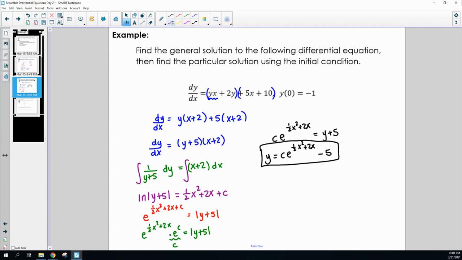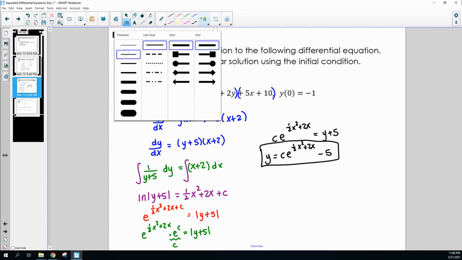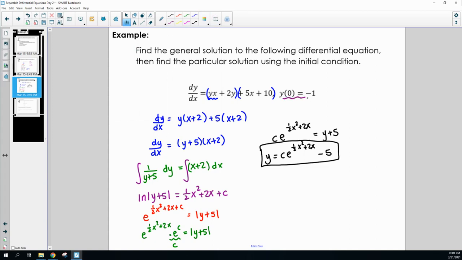But now we want to find the particular solution, and that's going to be based off of the initial condition they're giving us, which is y of 0 equals -1. So we're using the point 0, -1. So we're going to plug that in. -1 will be our y. Okay, c e to the, if I plug in 0 for x, I'm going to get just an overall 0 up there, minus 5. So I can add 5.